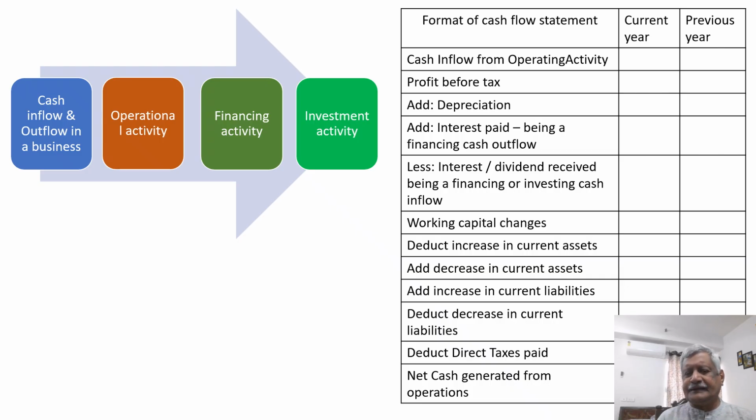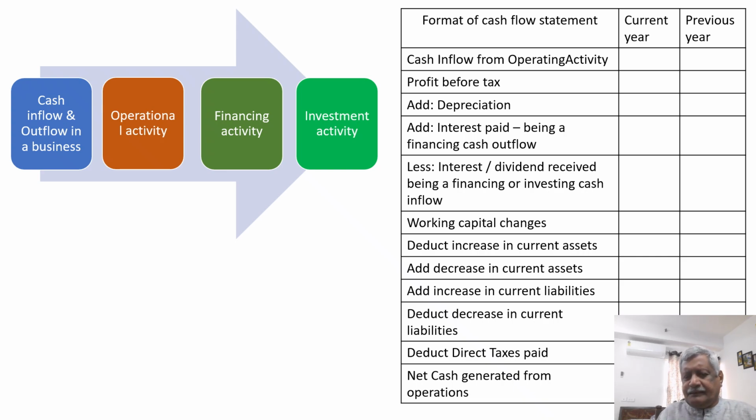Let us now find out the format of a cash flow statement, for which we need the figures of the current year and that of the previous year. First, we take the profit before tax, add the depreciation, add interest paid, being a financing cash flow. The reason why we are adding interest paid is it is not an operating cash flow, it is a financing activity. Then deduct interest or dividend received, being a financing or investing cash inflow.